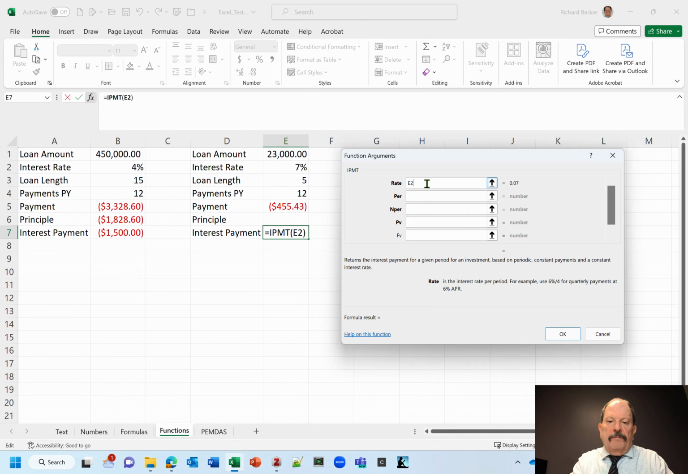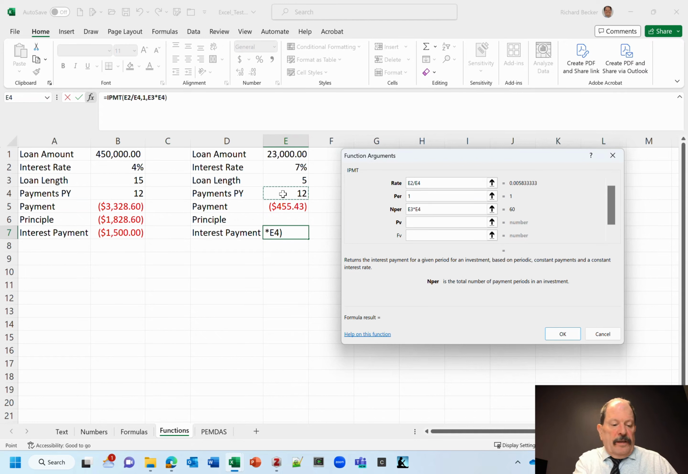And probably need to redo that. So let's do that. Divide by 12, sorry. And we're going to use the cell reference. Okay, the number of periods, 5 years times 12 payments per year. And again, I goofed that up. It's the period that I'm interested in and then the number of periods. So pay attention to those.